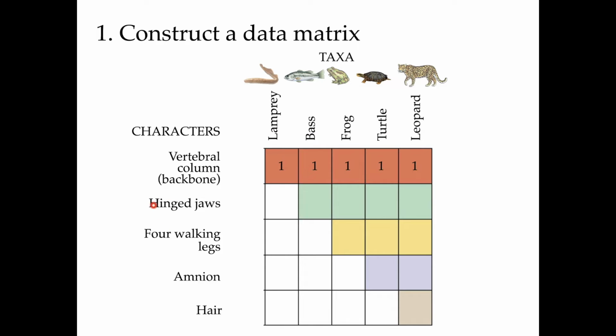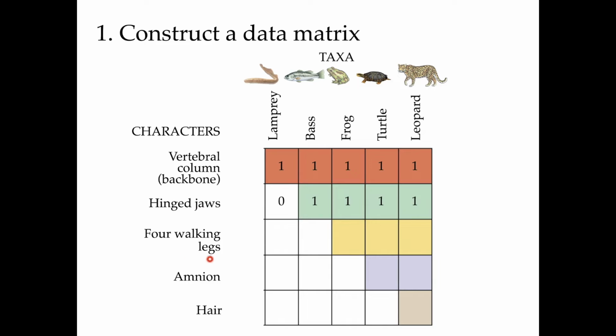Then the next characteristic is the hinged jaws. So it is this articulated jaw that we also have here. Well, the lamprey does not even have a jaw, let alone a hinged one. So the lamprey will get a 0. But everyone else here does have this hinged, articulated jaw, so they will all get 1 for this characteristic. And like this, we can do it for all the other characteristics.